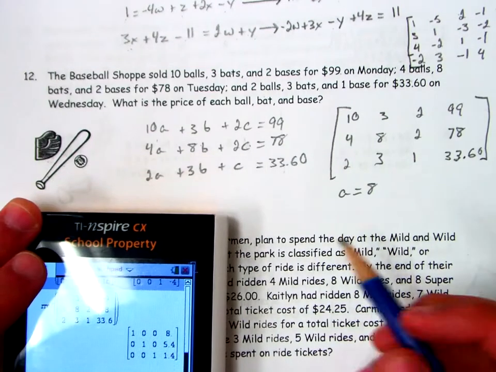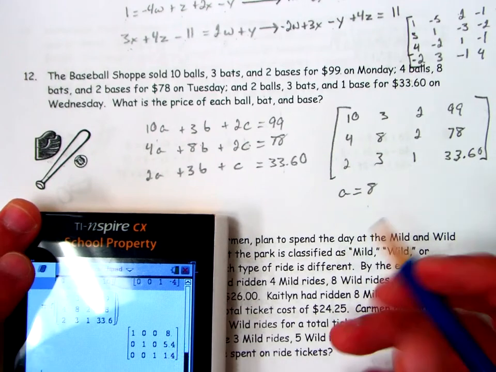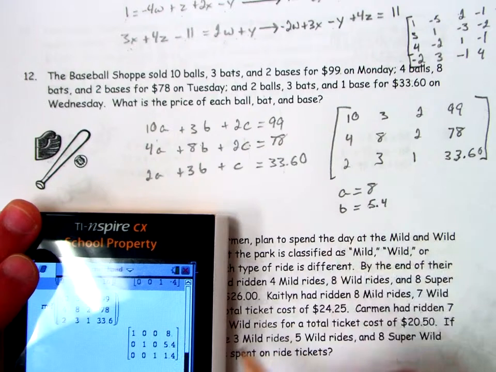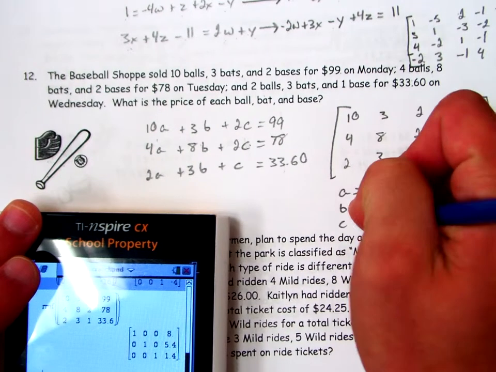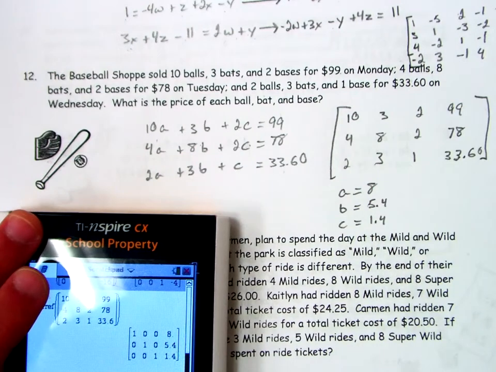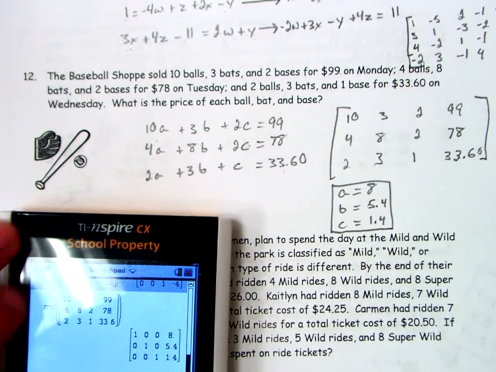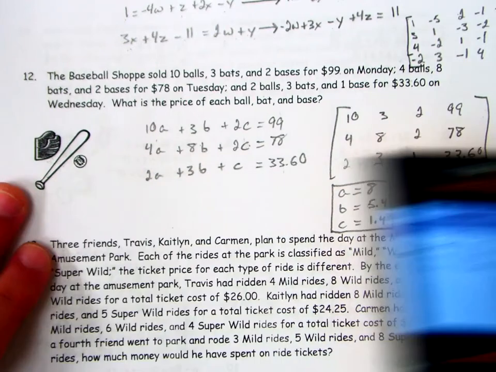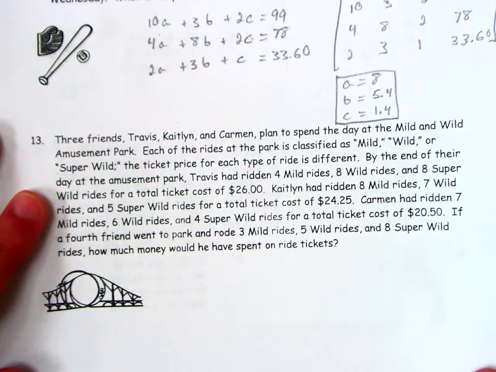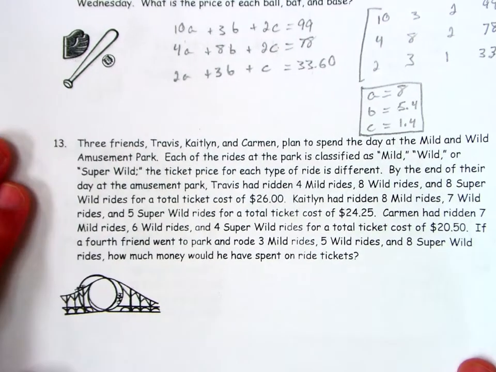On the matrix video, I show you how to actually plug it into the calculator, so I'm not going to necessarily waste time talking about that. We've got 10, 3, oops, I'm plugging it into the wrong spots. 10, 3, 2, 99, 4, 8, 2, 78, 2, 3, 1, 33.6. Solve it. So it says that the price of a ball, so A, is $8. $8 for a ball, that's crazy. Okay, so the price of a ball is $8.